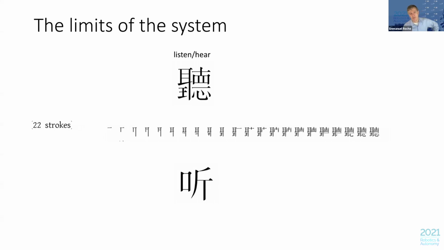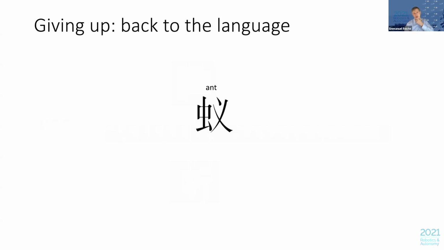You have a character for listening. It's beautiful, but it takes 22 strokes to write it, and then you can simplify it, but there is a limit to that. And the way writing has solved this problem is basically the same throughout. This is the word for ant, pronounced E. The left part is some kind of insect, and the right part is just the word for justice, but it has nothing to do with justice, just the fact that justice is also pronounced E. So you borrow pronunciation from another word and use that to build your new word.